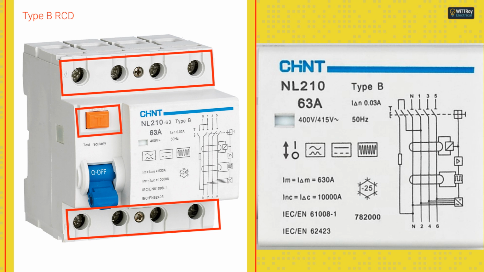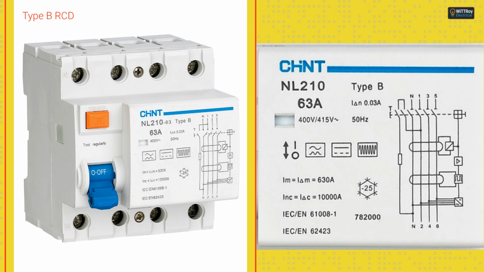Now look at the terminals. I can see N135 at the top and N246 at the bottom. This means it is a 4-pole RCD for 3-phase and neutral. This is a 3-phase type B 30 milliamp 63 amp RCD. It provides earth leakage protection, but it does not provide overload or short circuit protection by itself.